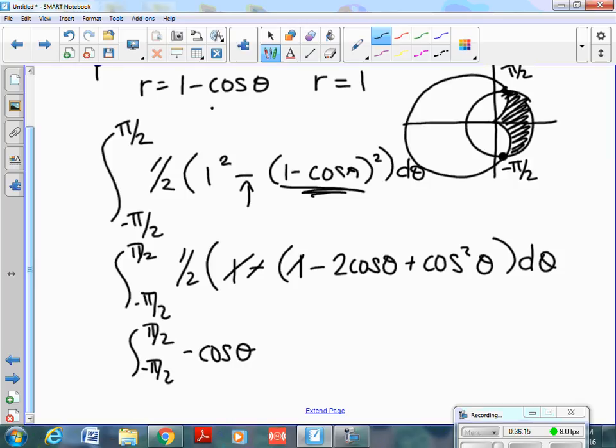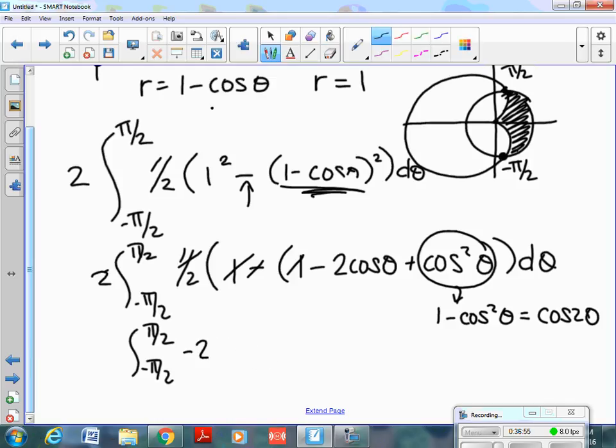And you're just going to do this again. They simplified this. I just gave you that formula from trig. 1 minus cosine squared theta equals cosine 2 theta. And I'm just kind of hurrying this up. You're going to end up getting, there's 2 of them because I'm integrating from there to there. So there's a 2 and these cancel out. So you're left with negative 2 cosine theta.